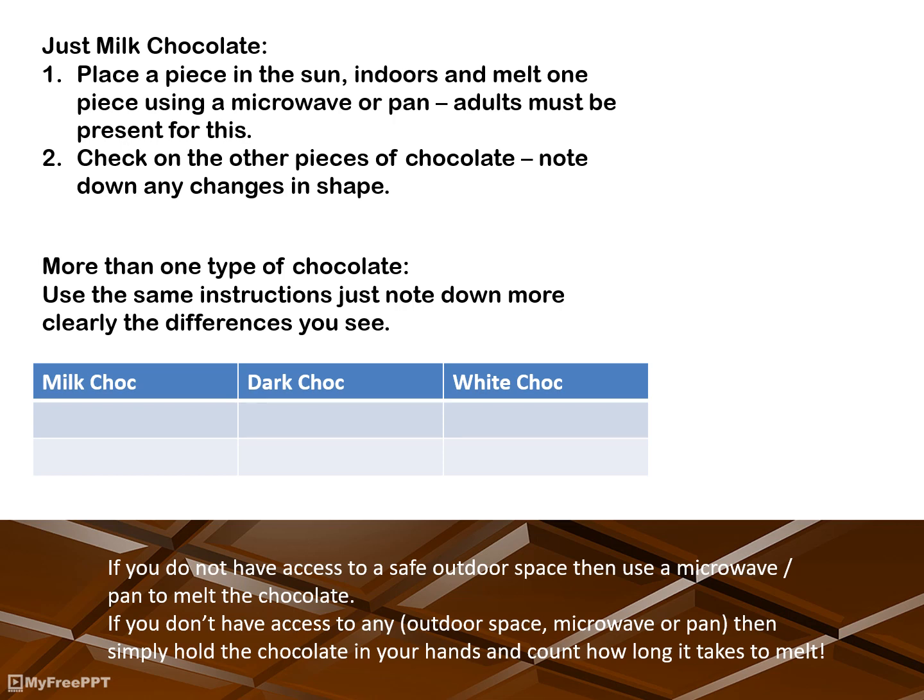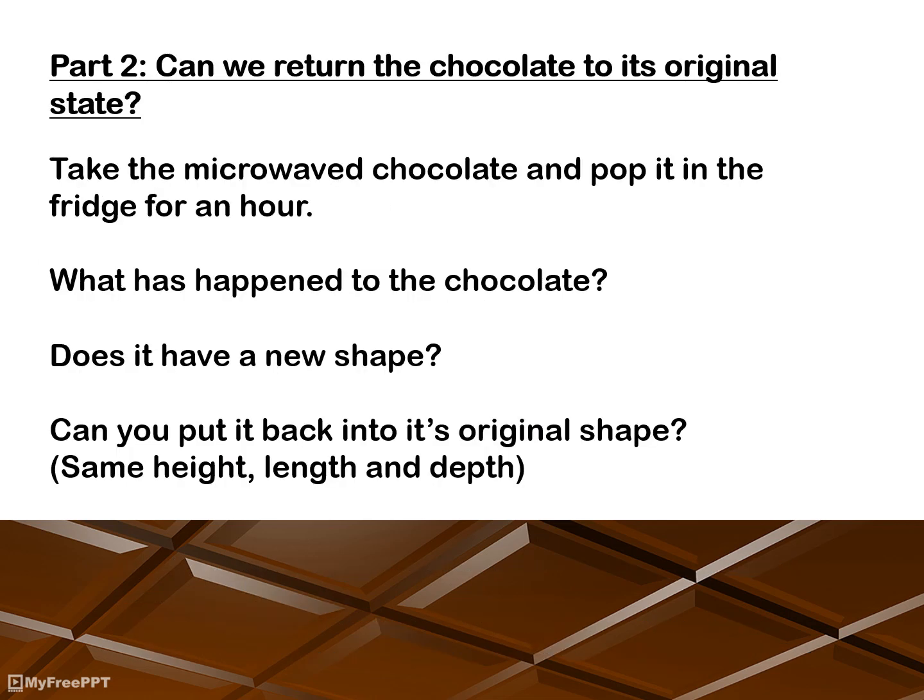If you don't have access to a safe outdoor space that you can use, or a microwave or a pan to melt the chocolate, especially if you don't have a bowl or something to put on top, then put the chocolate in your hands and count how long it takes to melt. So you can count in seconds how long a small piece takes, maybe 2 pieces, maybe 3 pieces, and your hands are nice and chocolatey, and you get to lick it off after. Very fun experiment indeed.